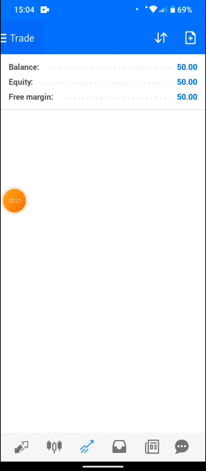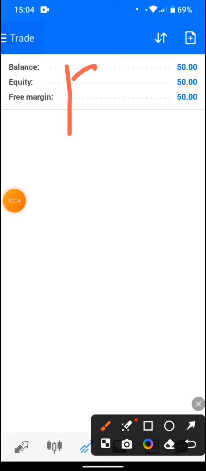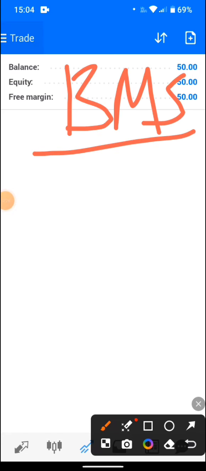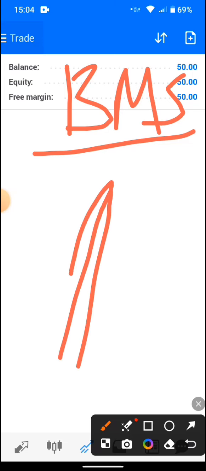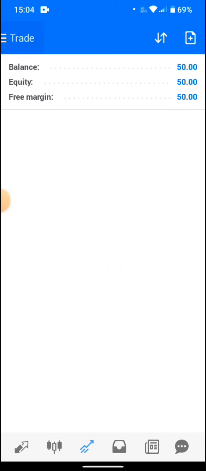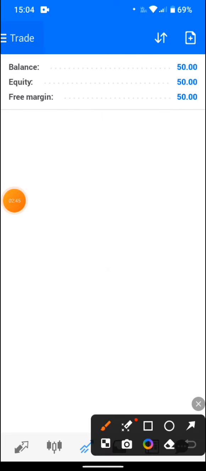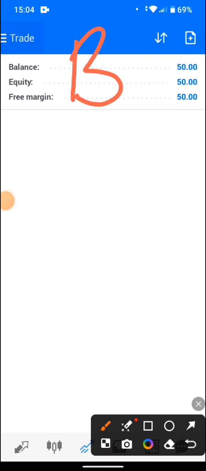So let's talk about the bullish market structure. The bullish market structure is when the buyers are in control. When we say bullish, it means the market is pumping up. The opposite is bearish, when the market is dropping down. So we have the bullish market structure, BMS.